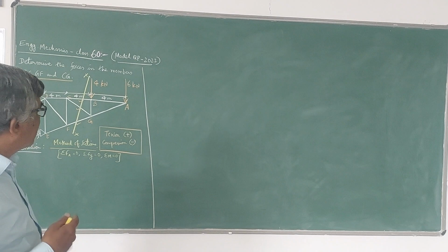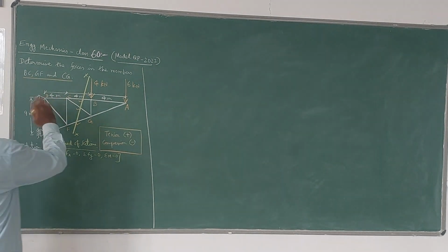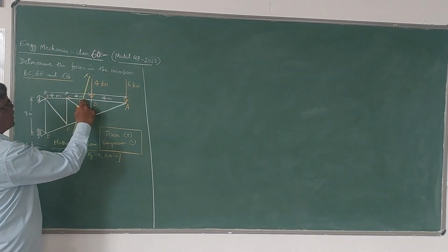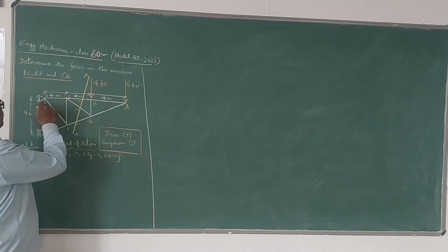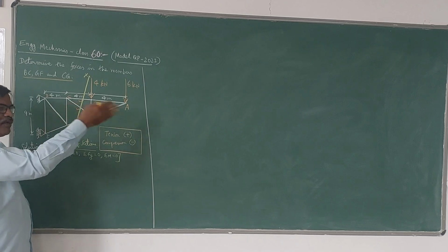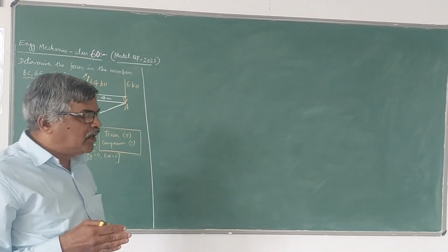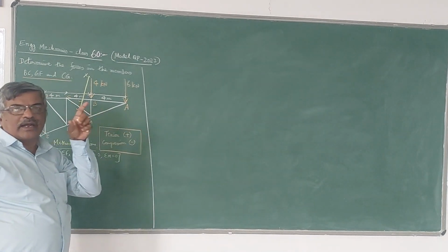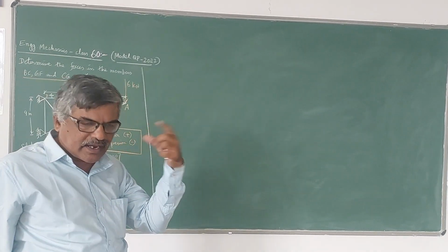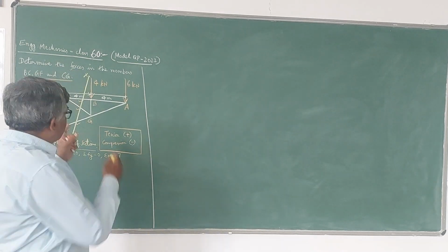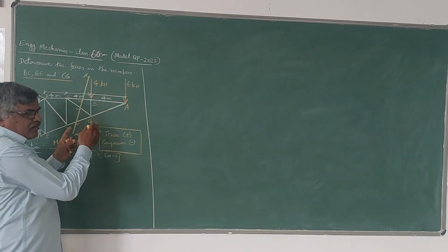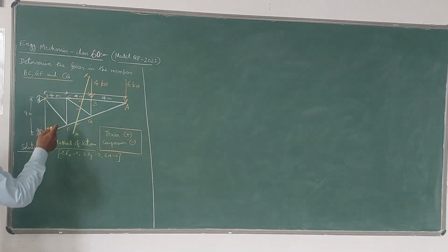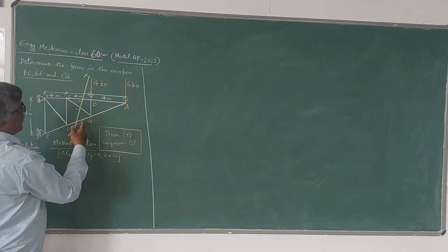Afterwards, we take any one side of this section, either left side or right side. If I take right side, only this much I have to take. If I take left side, this much I have to take. So whichever is convenient and easier for you, you consider one side of the section and analyze that part of the truss using the equations of equilibrium. In this case, I have to analyze only the right side.